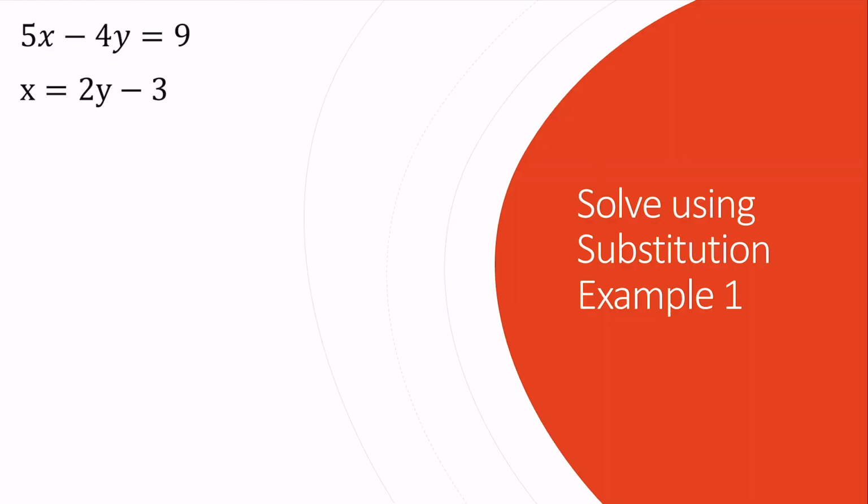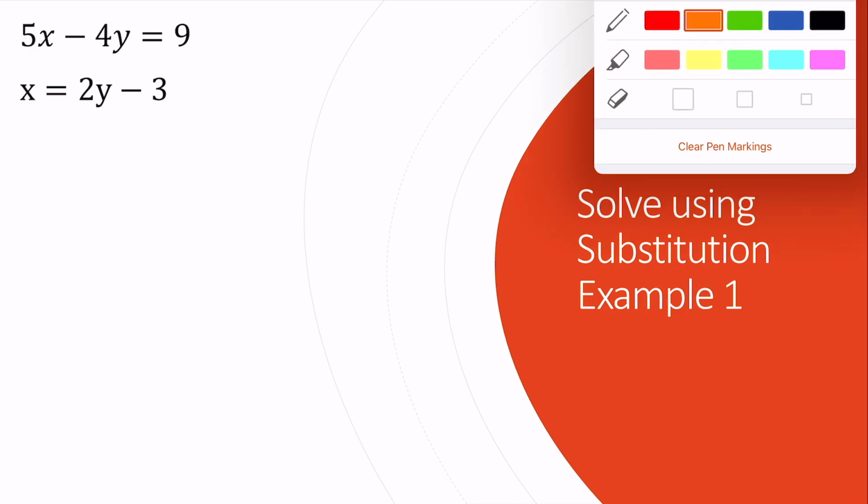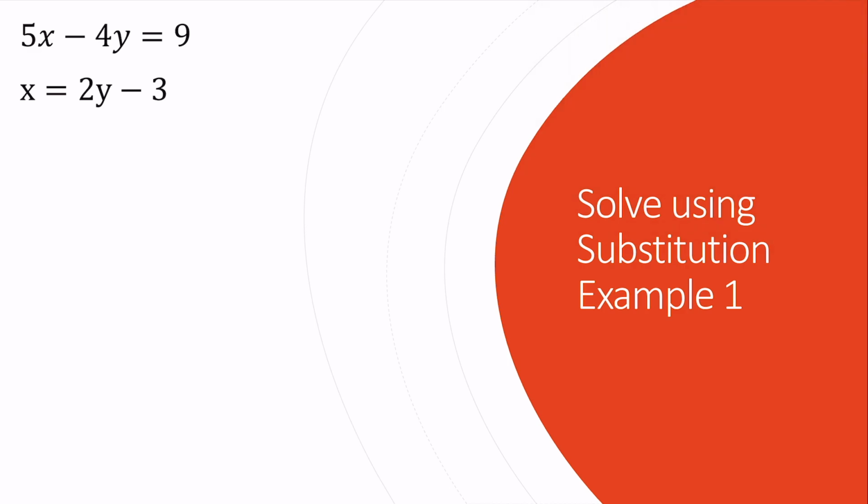So for our first example, I have 5x minus 4y equals 9 and x equals 2y minus 3. So what I'm going to do is I already have an equation solved for a single variable. I know that x is 2y minus 3, and I'm going to go ahead and substitute that into my top equation. So I'm going to have 5, but instead of x, I'm going to write 2y minus 3 minus 4y equals 9. And now we have an equation in a single variable.